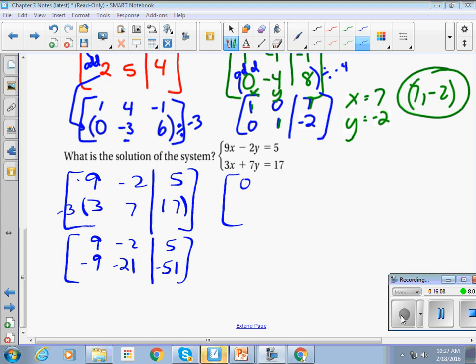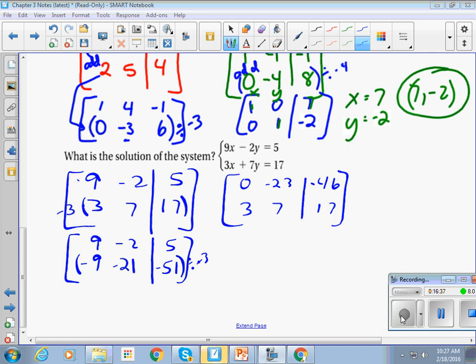And then -2 plus -21 is -23. And 5 plus -51 is -46. And then I'm going to take my bottom row and divide out that -3 that I multiplied it by, and get back what I originally had, 3, 7, 17.